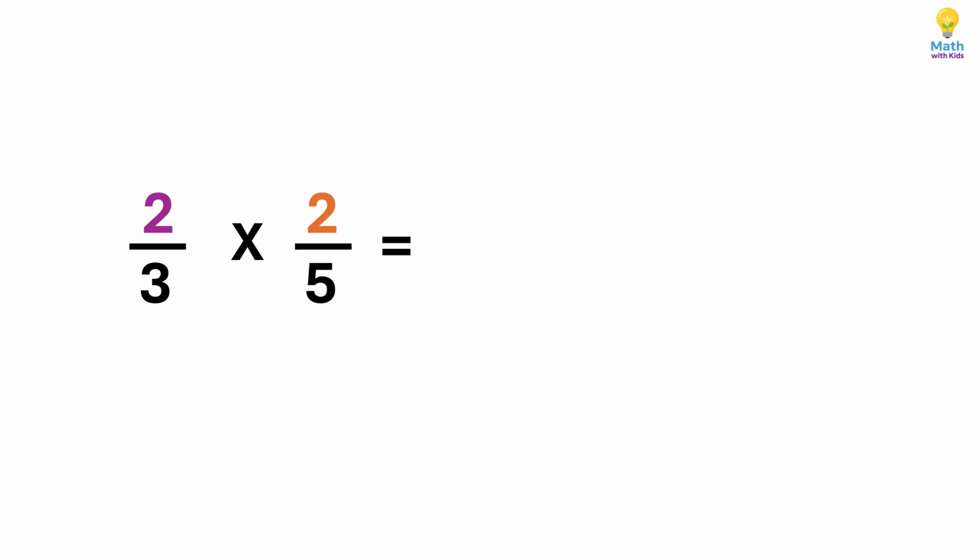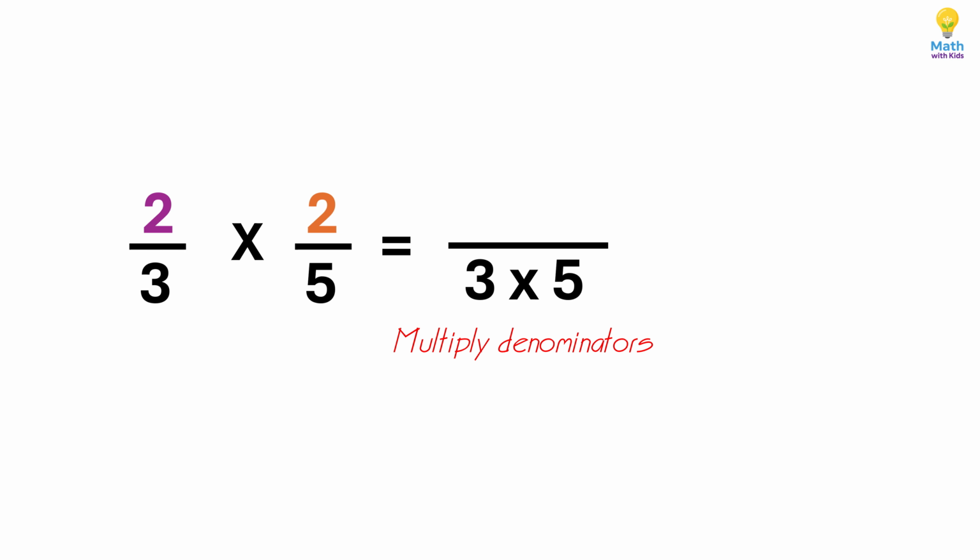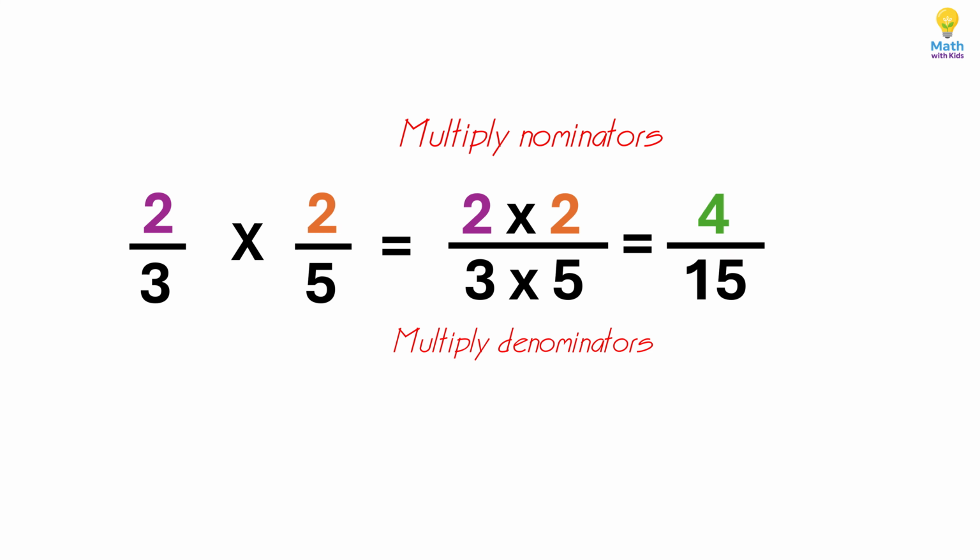Let's use this rule to practice. Here's an example. 2/3 times 2/5. Draw the middle line, multiply the denominators. 3 times 5 is 15. Multiply the numerators, 2 times 2. So the answer is 4/15.